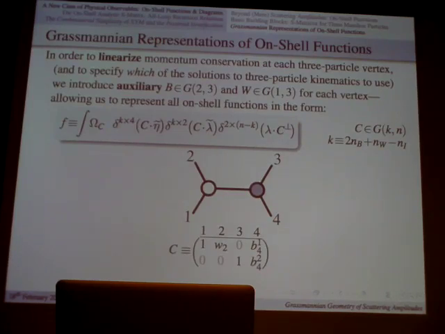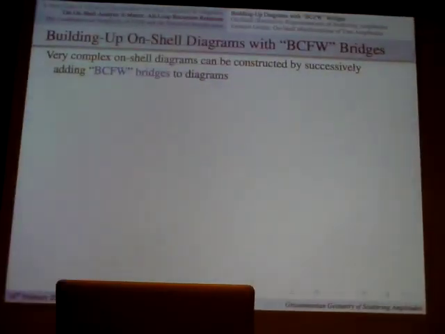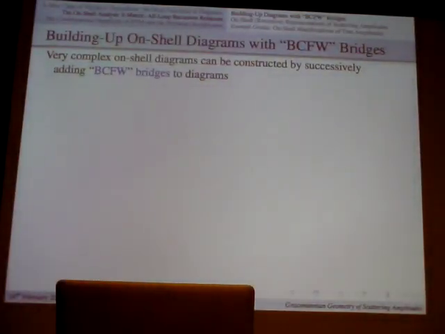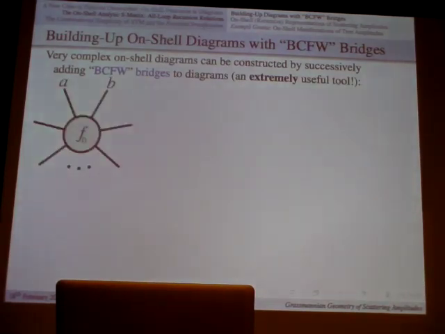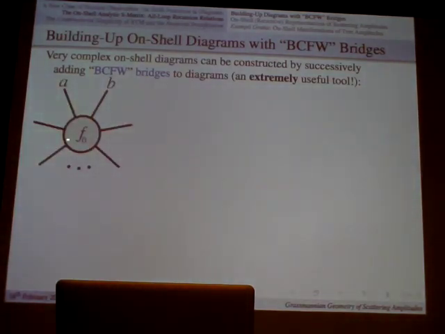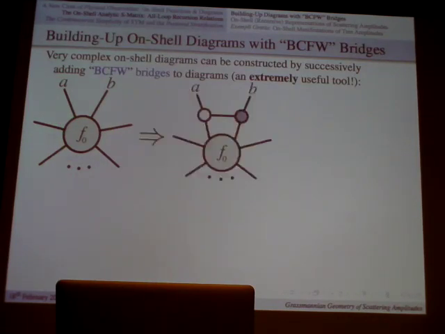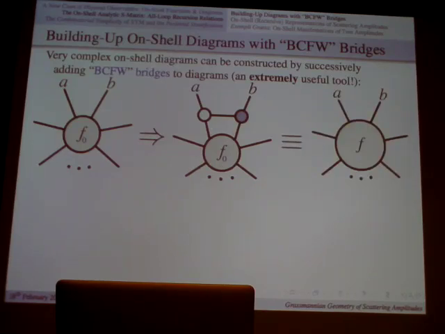Okay, so let me introduce one technical tool which will be useful later, but also has some really powerful consequences. And it's really the most technical little bit in the talk. It's kind of trivial, but whatever. So the idea is how to build up complicated diagrams successively. If you started with a simple diagram, there's a really nice way to make a more complicated one. You take any on-shell graph. This is not an amplitude. This is just some graph. And you attach to it what I'm going to call a BCFW bridge. So you make some bigger graph and thereby define a more complicated graph.